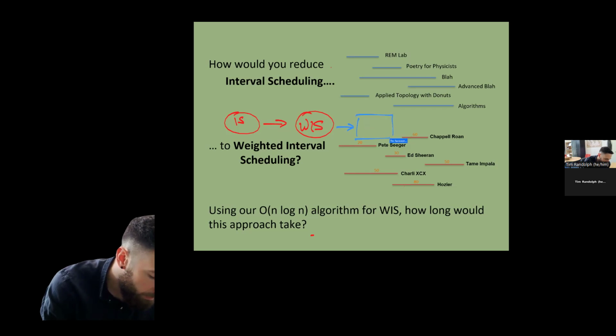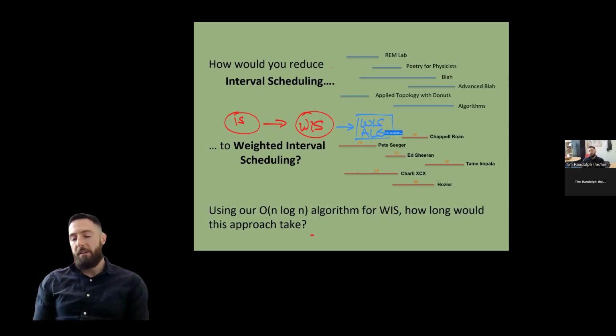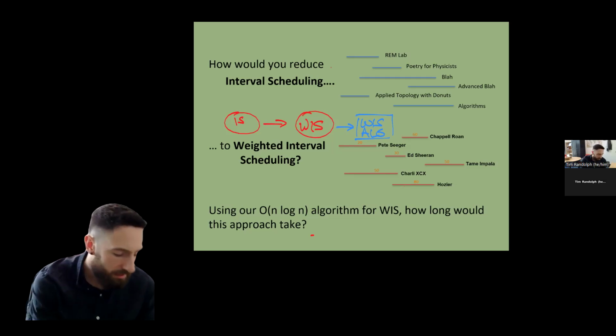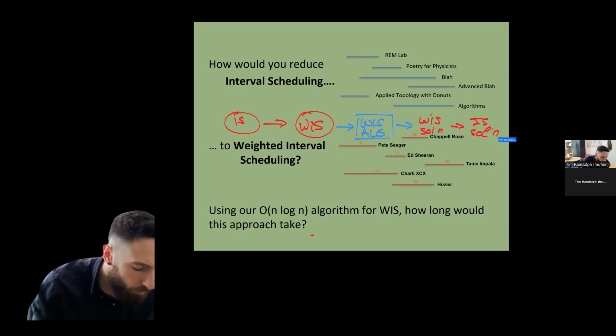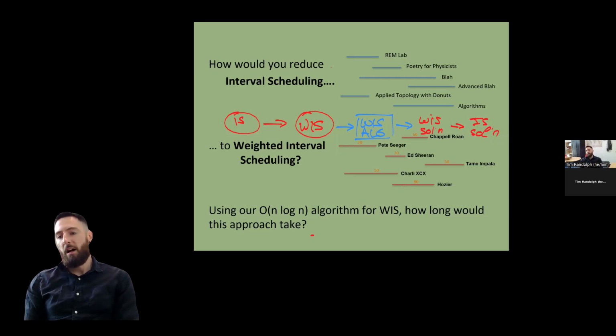Then you'll use the algorithm that we have for weighted interval scheduling to get the weighted interval scheduling solution and turn that back into an interval scheduling solution. We've already solved both of these problems. The new thing here is just, if I had some code that solved weighted interval scheduling already, how would I use it to solve interval scheduling?